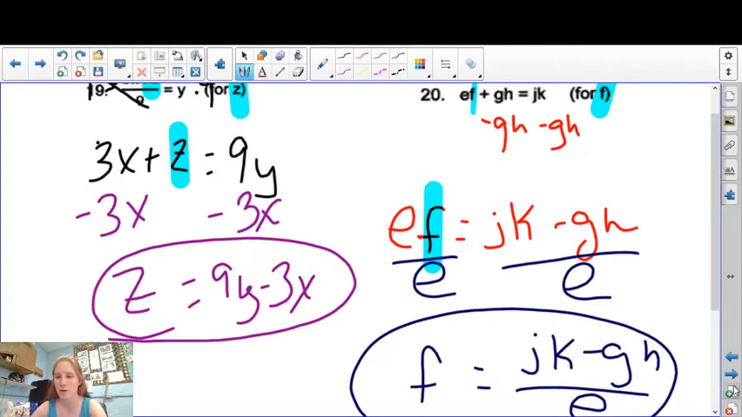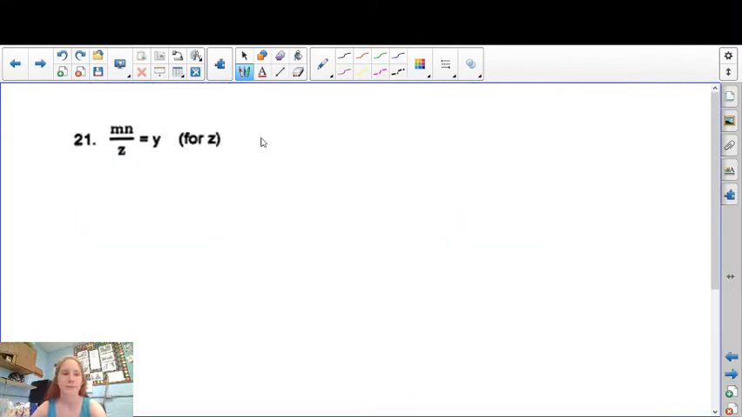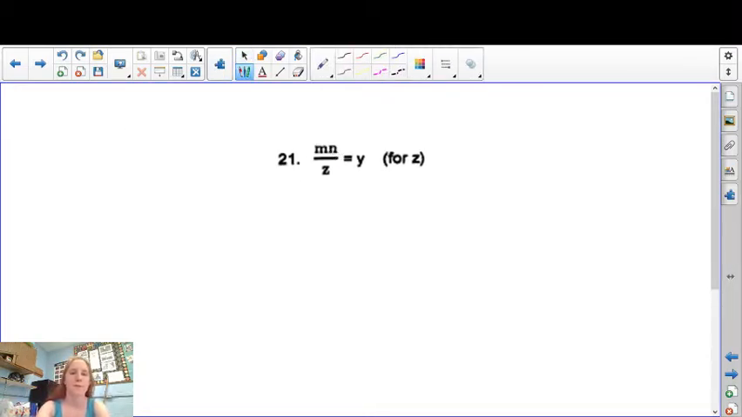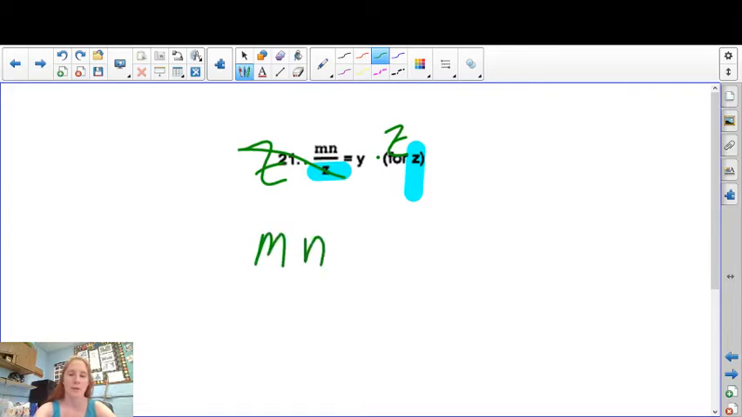Woof, one more. I'm going to move him in the middle. All right, we're looking for Z. Z's on the bottom. Again, to undo division, we're going to multiply by whatever's causing that issue. The Z is causing the issue, so we're going to multiply both sides by Z. So I have MN is equal to YZ.